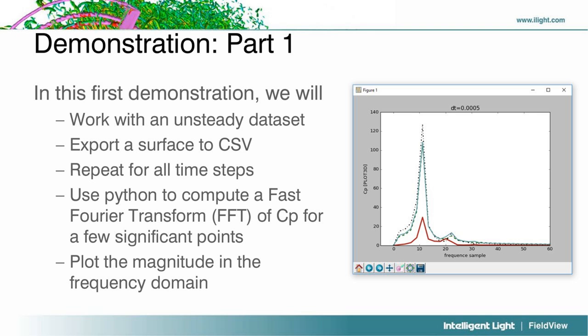In this first demonstration, we'll work with an unsteady data set. We'll export the surface to CSV. We'll show you that both for one time step and then for several time steps for the unsteady simulation. And we'll use a Python script to compute an FFT of the pressure coefficient for a few significant points. And we'll plot that on the plot that you'll see on the screen here. So with no further delay, let's go to the demonstration, which will be more exciting for you.